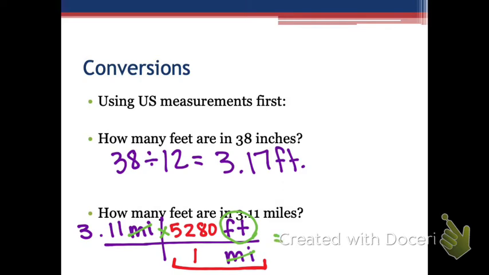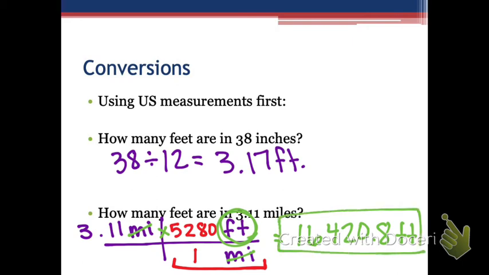So in my calculator, I'm going to plug in 3.11 times 5,280. And I'm going to divide by whatever's on the bottom, right? But do I need to plug in divide by 1? No, I don't, right? It's not going to change anything. So that gives me 16,420.8 feet, right? My units are going to be feet.